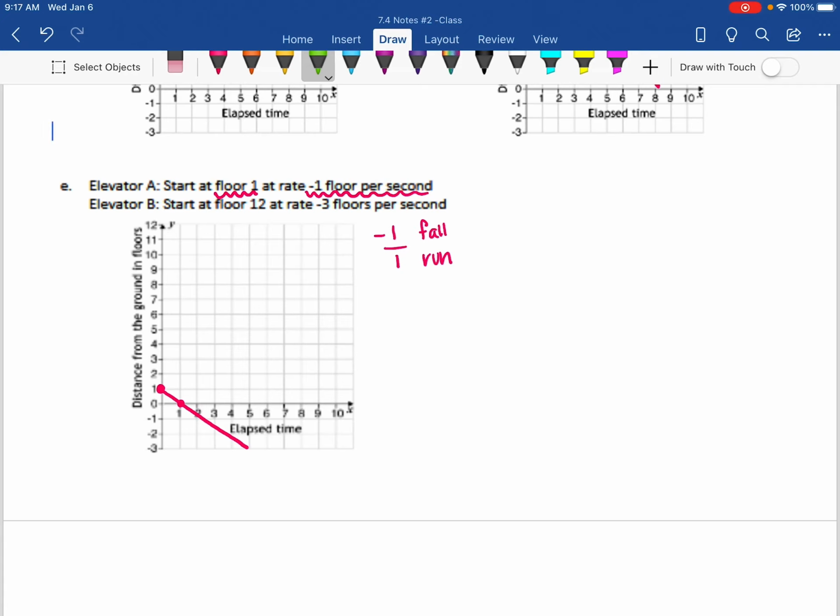Okay, and then we have elevator B, which is starting on floor 12 with a rate of -3 floors per second. So we're going to fall 3, run 1. Means I'm going to go down 1, 2, 3, and right 1. Connect the dots.